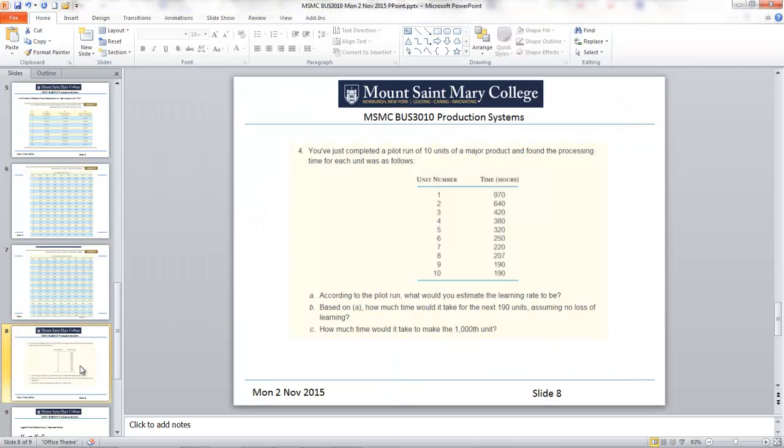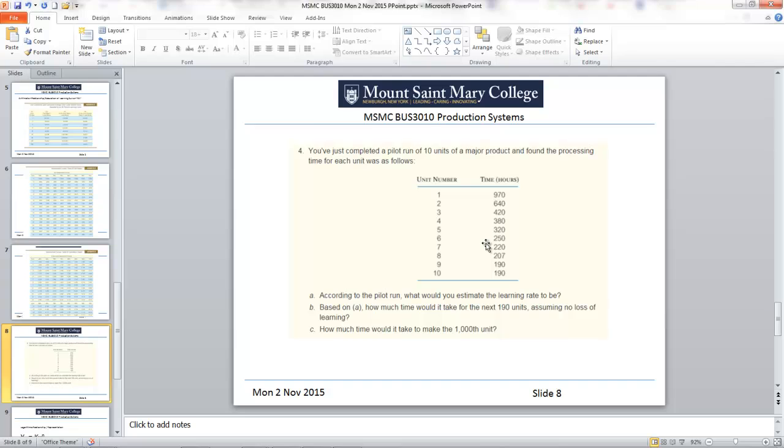Coming back to the problem over here. Okay, so based on A, how much time would it take for the next 190 units, assuming no loss of learning? How do we do that? Well, we could add all these numbers up, and we can see how much time it took to make the first 10.